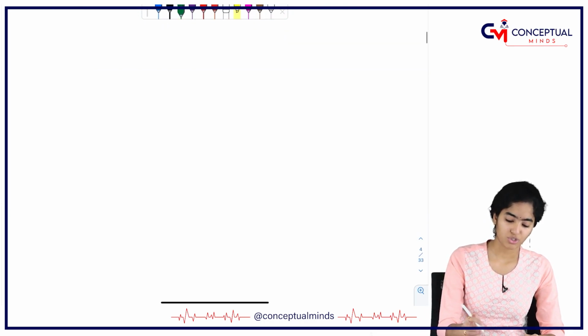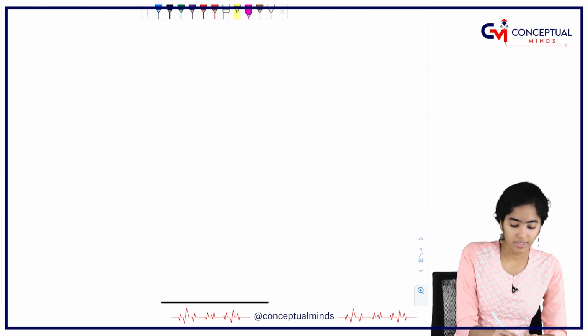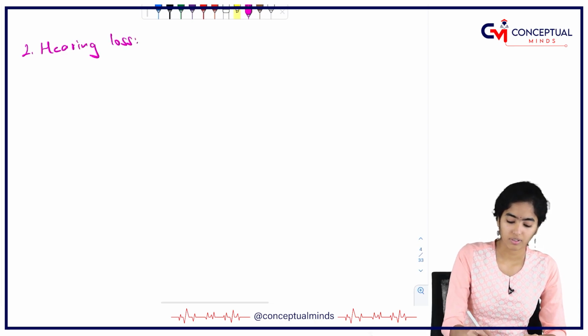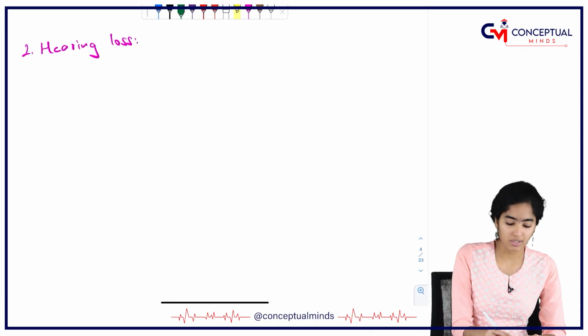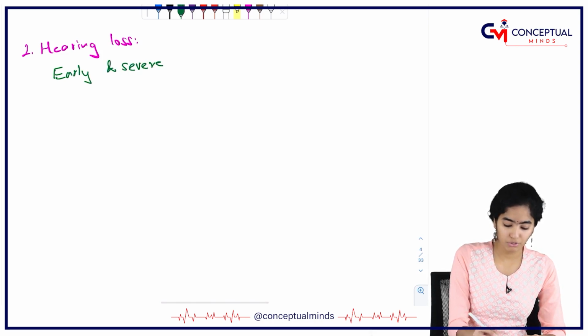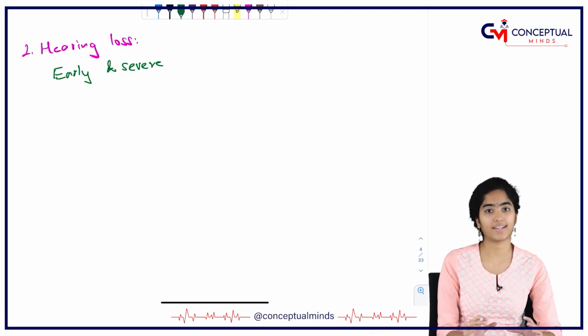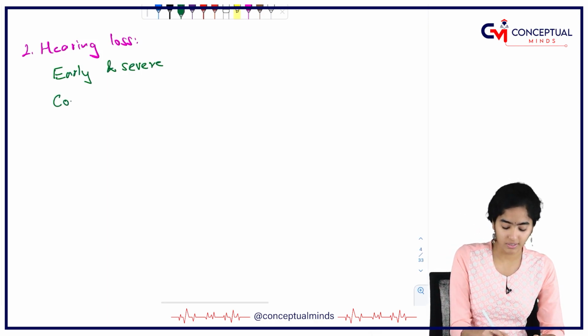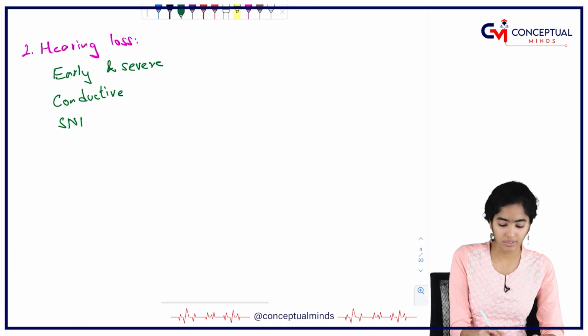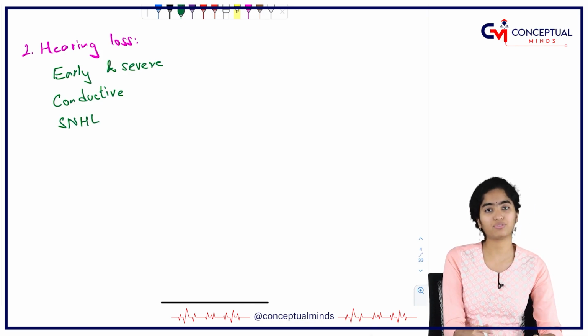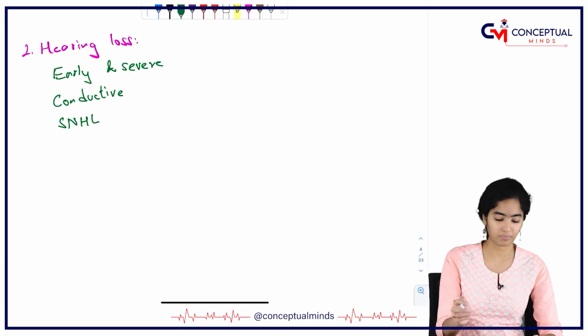After ear discharge, the next feature is hearing loss. The hearing loss in TB otitis media occurs very early and it is severe. It is out of proportion to the extent of the disease. Mostly it is conductive type of hearing loss, but sometimes a sensory neural hearing loss component could be present if labyrinthitis occurs as a complication of tubercular otitis media.